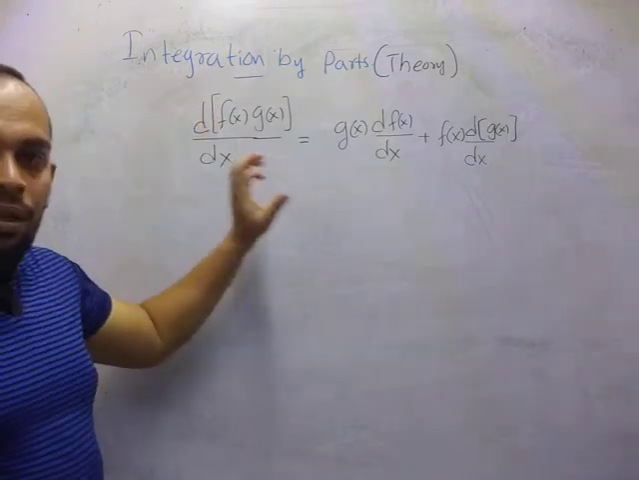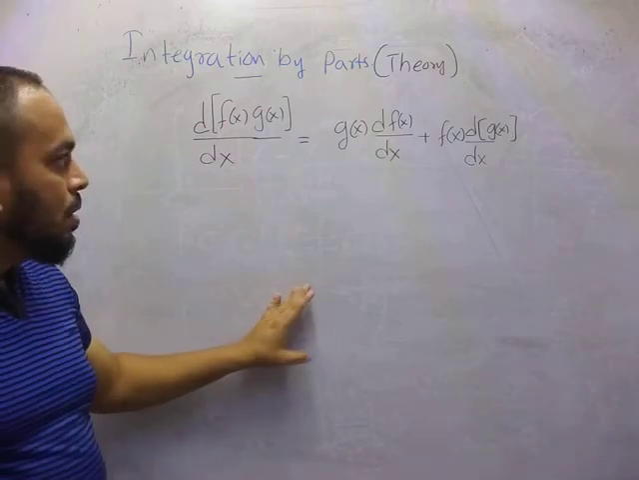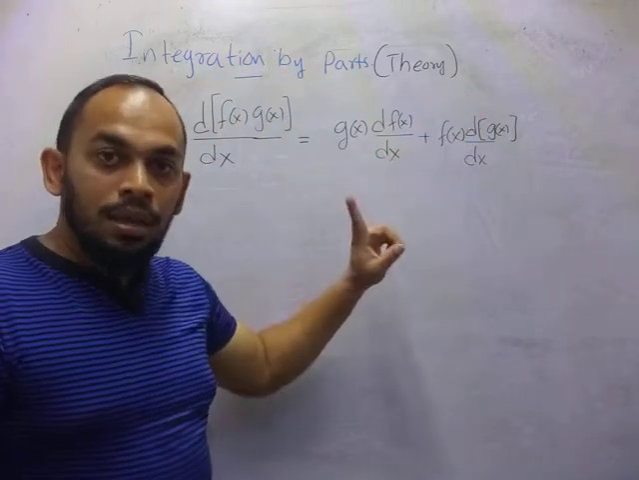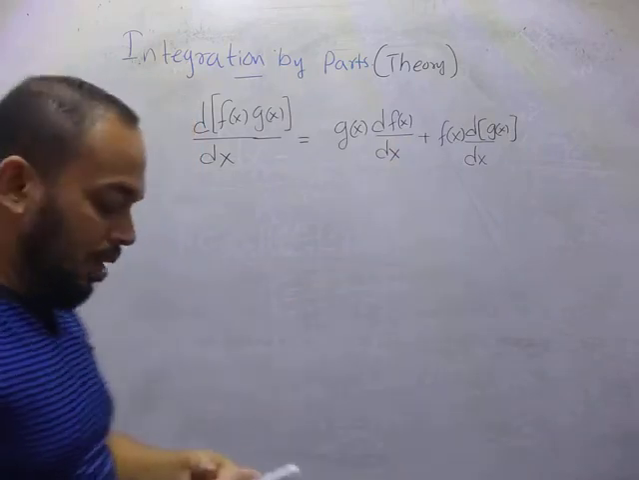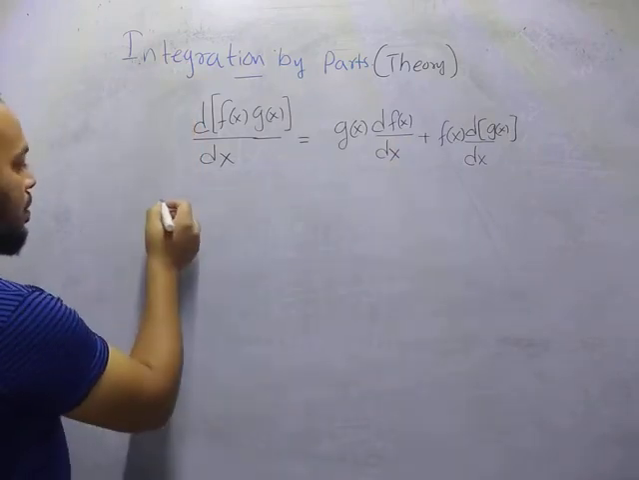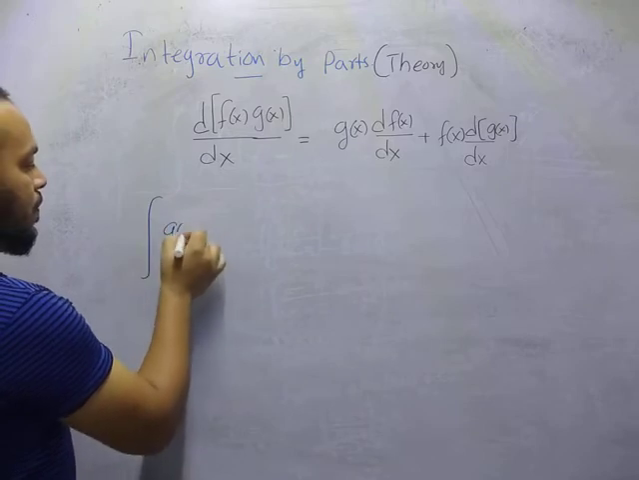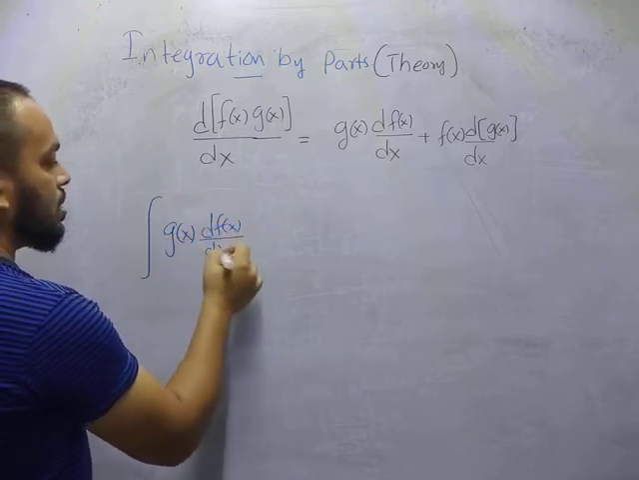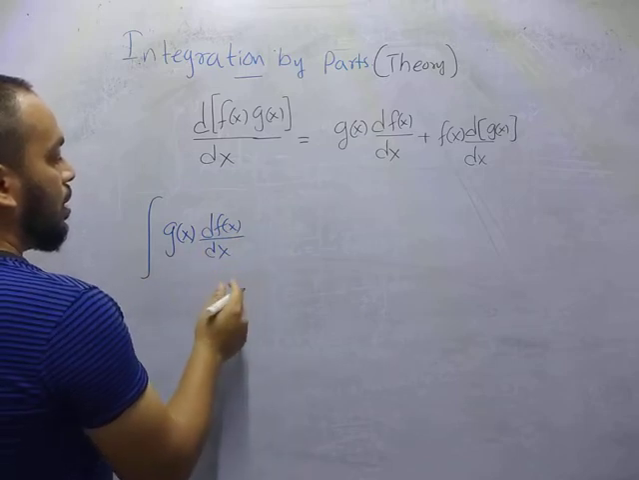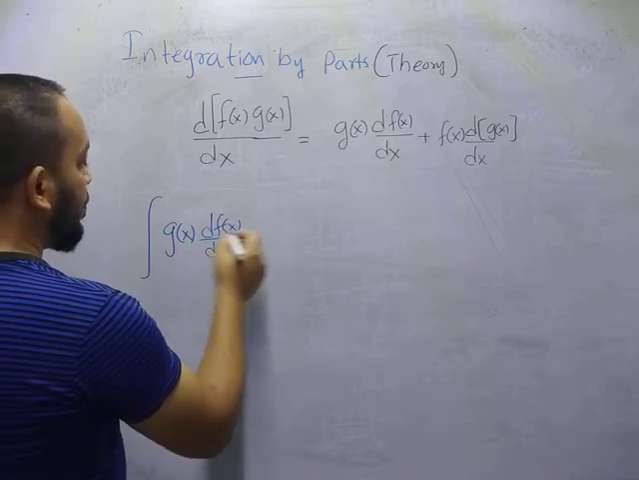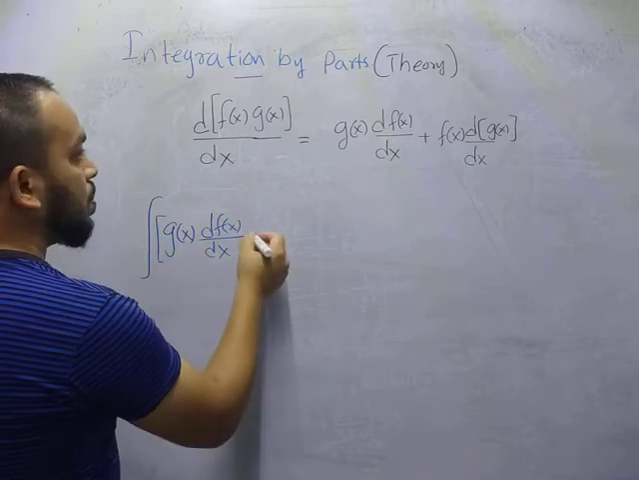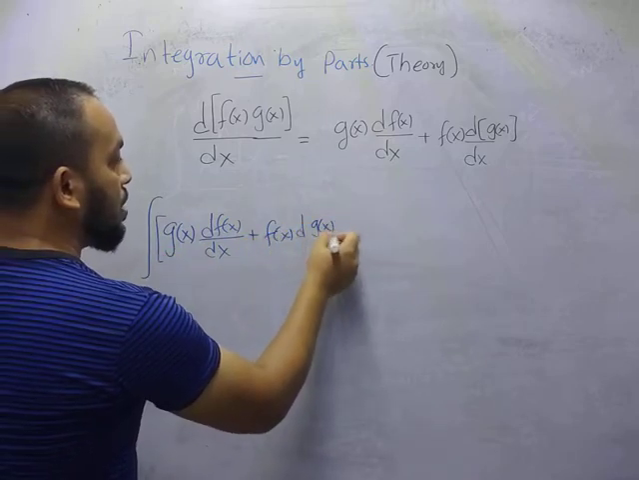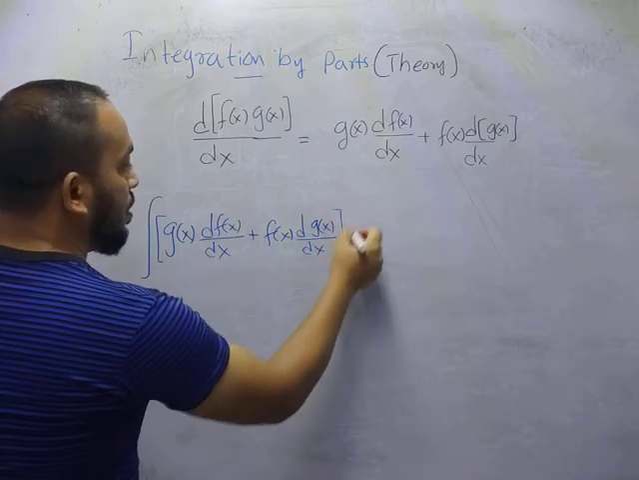Then integration is a reverse process. When you differentiate this, you get this one. Then if you integrate this side, g of x df of x dx, right? Then, let's call this plus f of x dg of x dx dx.